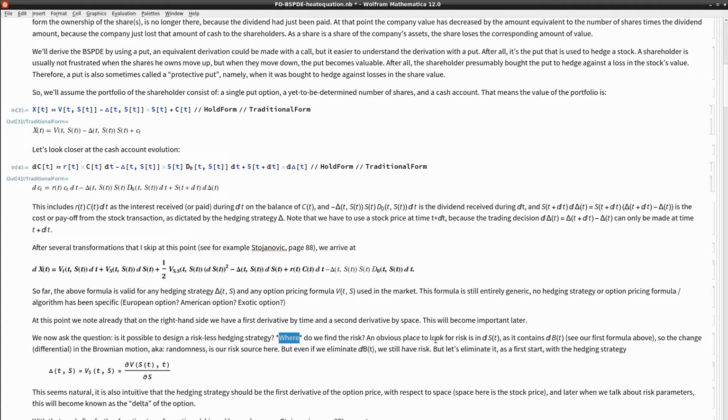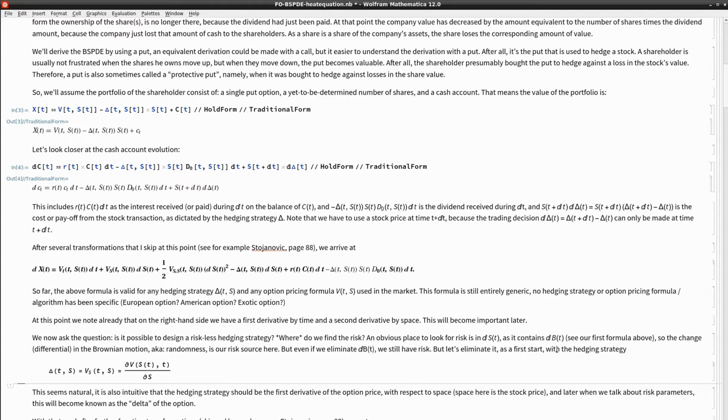So an obvious place to look for risk is in dS of t, because it contains the Brownian motion term that we have. And see our first formula above that we have on this page. So the differential in the Brownian motion, and this is the randomness, is our risk source here in this case. But even if we eliminate the Brownian motion, we still have risk. What is the other risk? Well, the stock price itself, right? The stock price itself goes up and down.